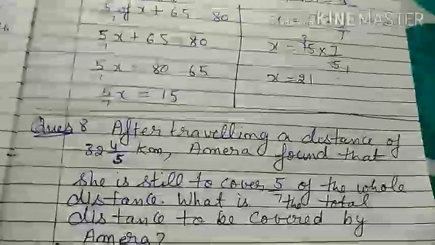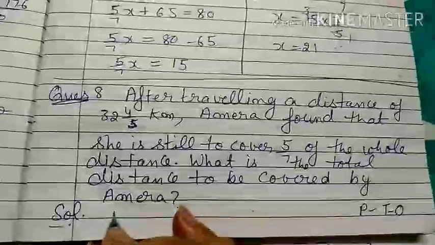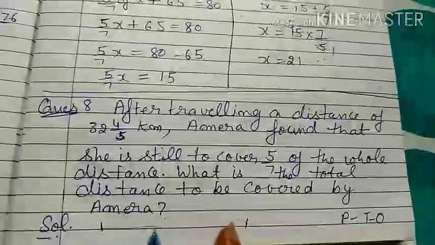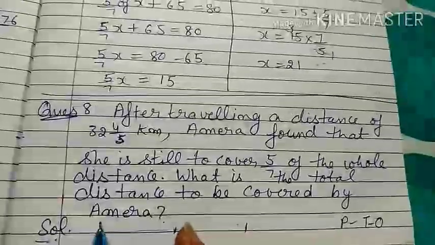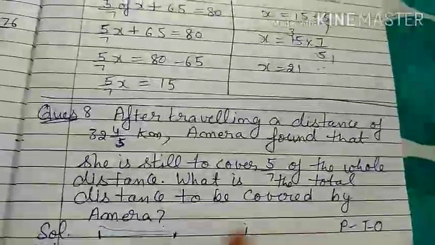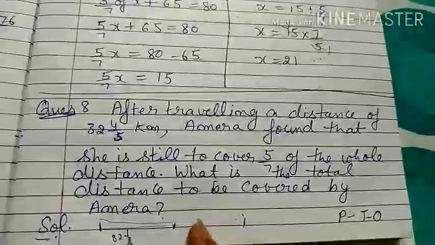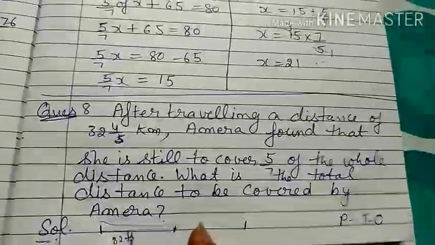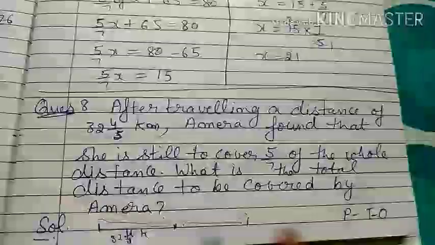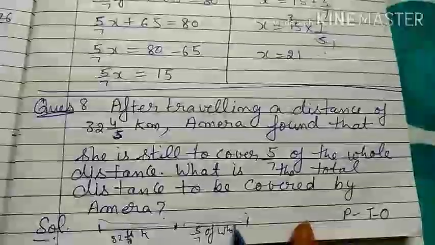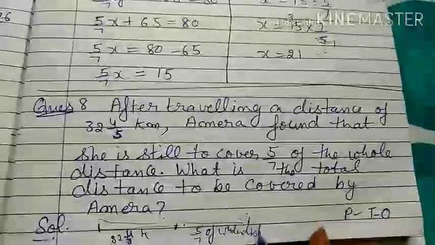Suppose you have two destination points, one destination point is here, the second destination point is here. Amira starts from here, and when she reaches here, she thinks that this is the whole distance. For the whole distance she covered only 32 into 4 by 5 kilometer, and whatever distance is left, that is 5 by 7 of the whole distance. Then you have to find the whole distance.